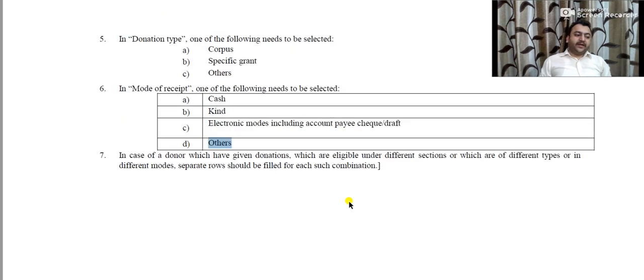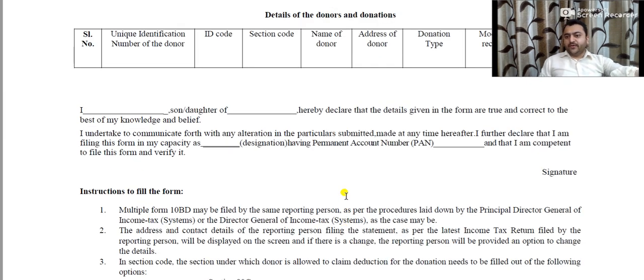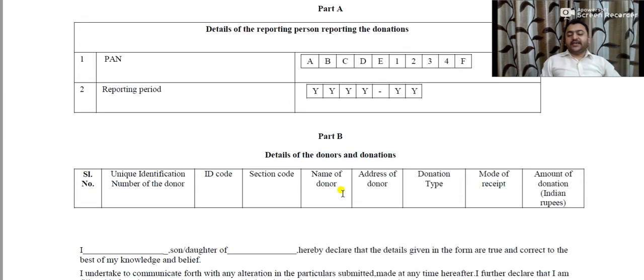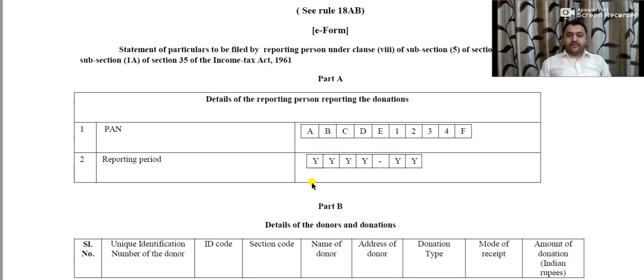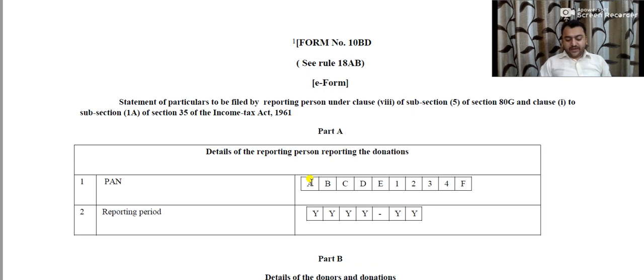Once this Form 10BD is filed, just like a TDS certificate, where you file the TDS return and then the TDS certificate is generated, once you file Form 10BD, the 10BE certificate will be generated. This is called the certificate of donation under clause (ix) of sub-section (5) of section 80G, or section 35(1A) or (2), as applicable. So you will receive the donation certificate.